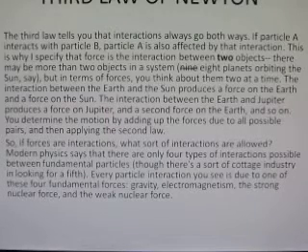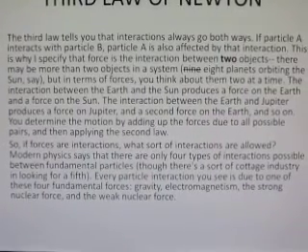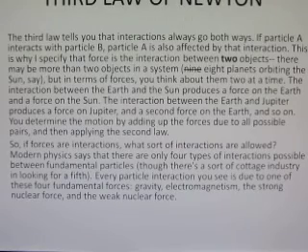The third law of Newton. The third law tells you that interactions always go both ways. If particle A interacts with particle B, particle A is also affected by that interaction. This is why I specify that force is the interaction between two objects. There may be more than two objects in a system, 8 planets orbiting the Sun, say, but in terms of forces, you think about them 2 at a time. The interaction between the Earth and the Sun produces a force on the Earth and a force on the Sun.